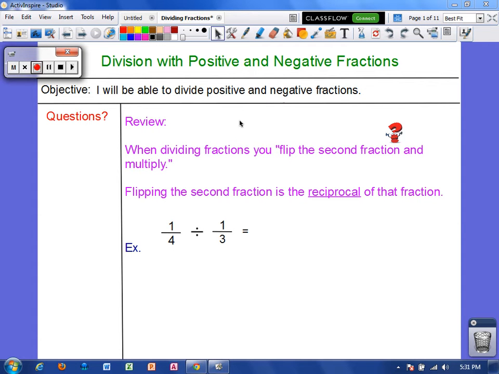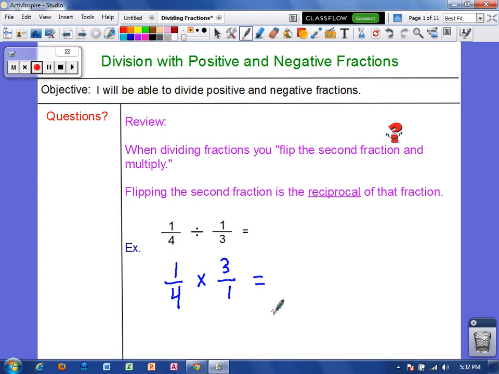So let's review. Whenever we divide fractions, we flip the second fraction and then we multiply. And whenever we flip the second fraction, that's finding the reciprocal of that fraction. So let's do an example together. If I have 1/4 divided by 1/3, I'm going to flip the second fraction and then I'm going to change this to multiplication. So I really have 1/4 times 3 over 1.